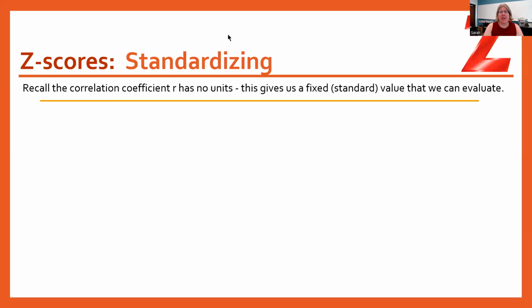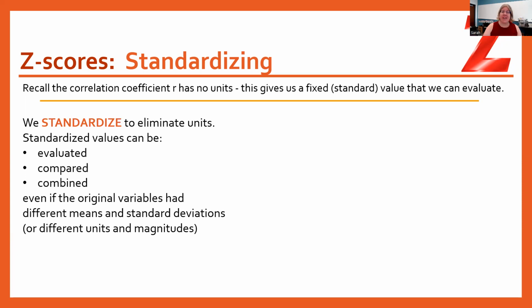One of the other great uses of the normal distribution is calculating a z-score or a standardized value. This is related to something we did in chapters 4 and 5 where we found the correlation coefficient. And remember, one of the properties of the correlation coefficient is that it has no units. So this gives us a fixed or standard value that we can evaluate. This idea of standardizing is really useful, and its formal definition is that we standardize to eliminate units.